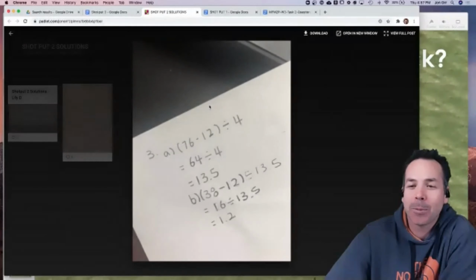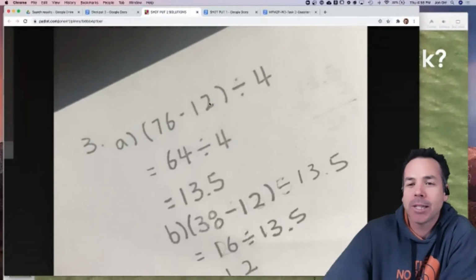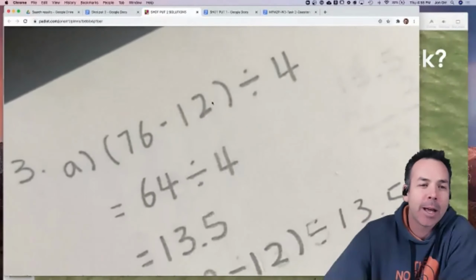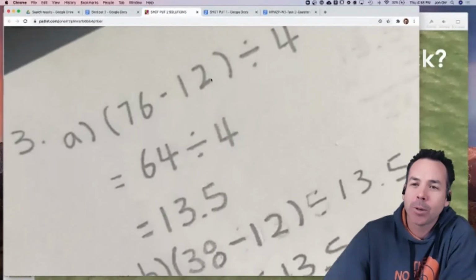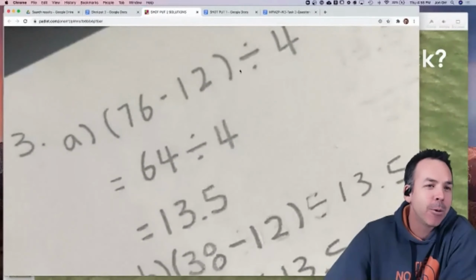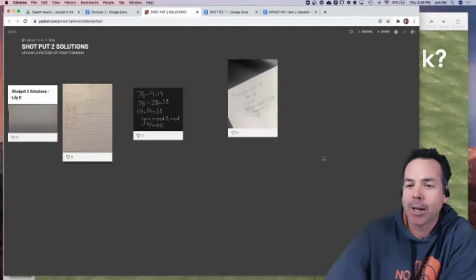And I want to just show a couple. I only had a couple presented here, but you know what? Here's a mistake here, which is fine, right? Because you can see that same thinking that student did on that one solution. They started with 76, they took off the 12, and then went straight to divide by 4, that backwards thinking, but they divided wrong here to get 13 and a half. So it's like, let's have a conversation about that.